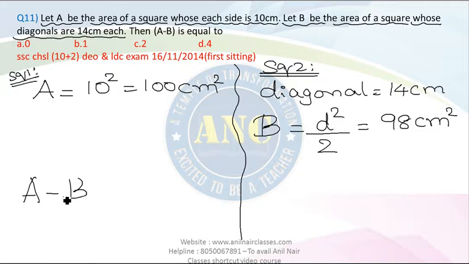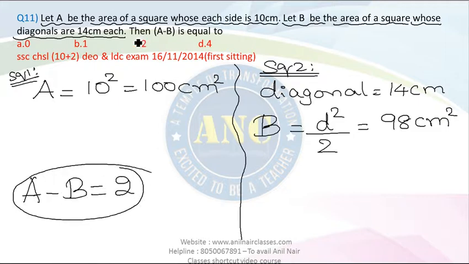The question is A minus B. A is 100, B is 98. 100 minus 98 is 2, which is option C. Questions will be easy, sir.